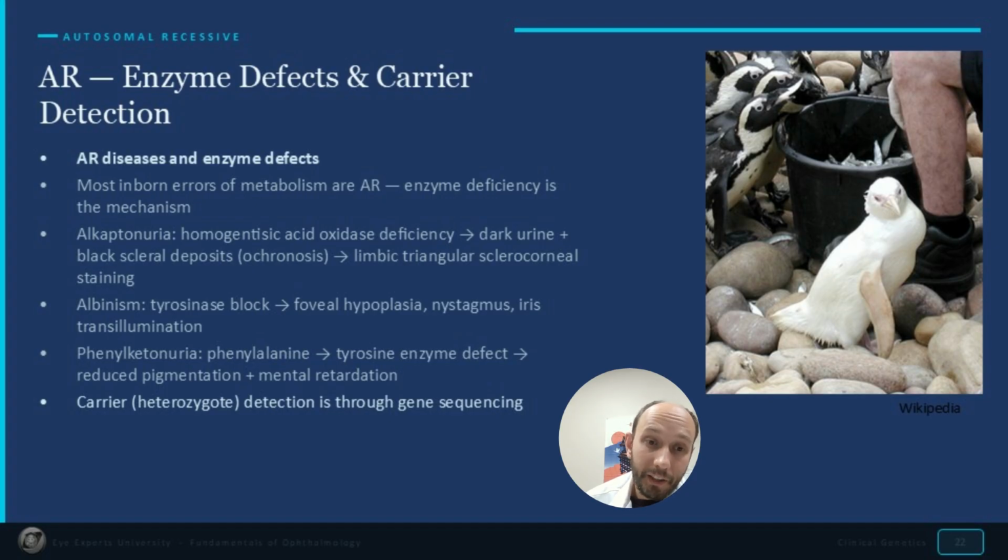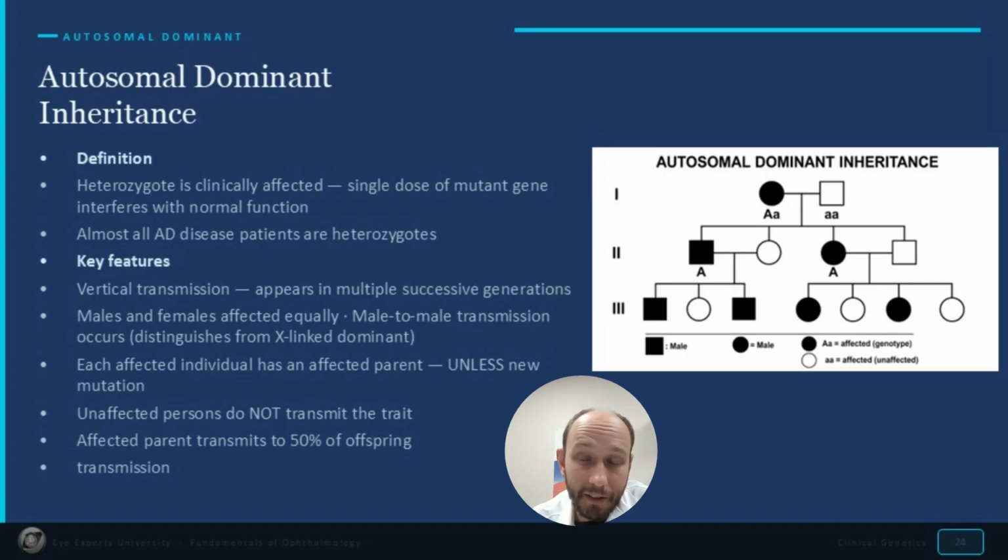So we have alkaptonuria, we have albinism through the tyrosine kinase, we have a cute little albino penguin on the right. We don't know if that penguin has foveal hypoplasia and nystagmus and can't see, but the picture is pretty. And we can only find out if you're a carrier or not by doing gene testing because it's autosomal recessive and carriers stay hidden.